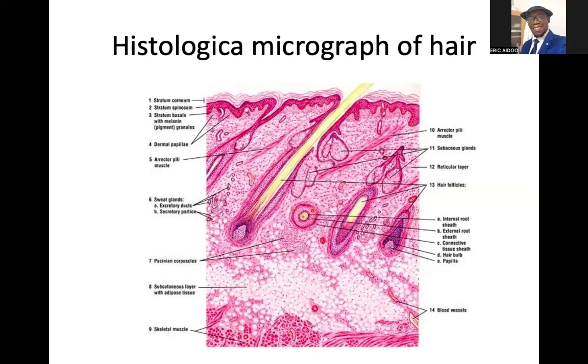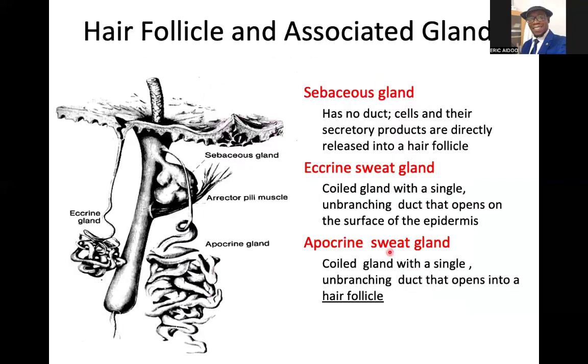In this transverse or cross section of the hair follicle, you can now see the internal root sheath there, the external root sheath also there. Then you have the connective tissue sheath, the hair bulb, and then the papilla there. So, hair follicle and associated glands.